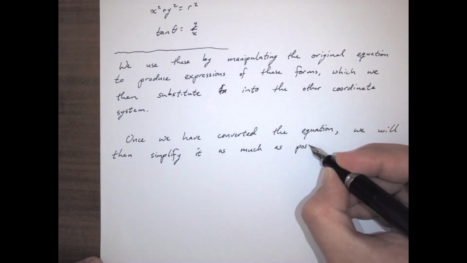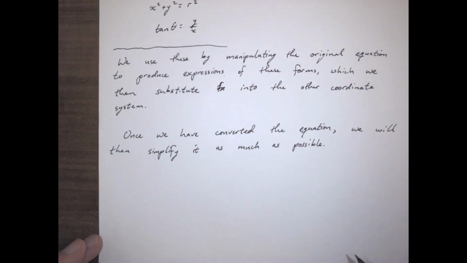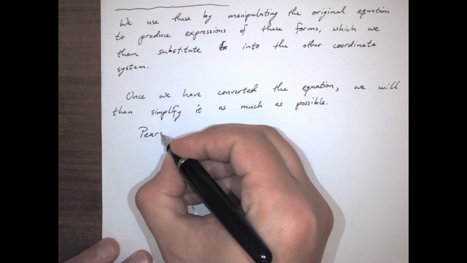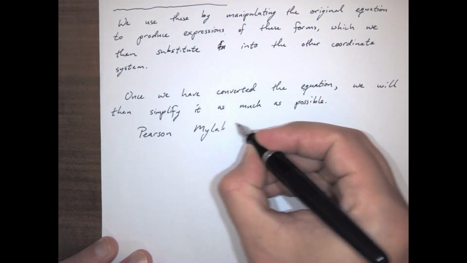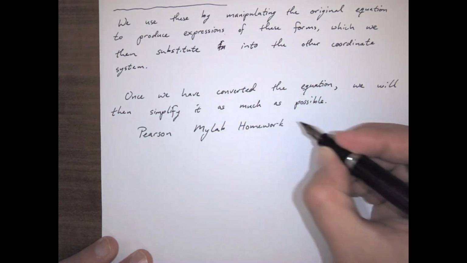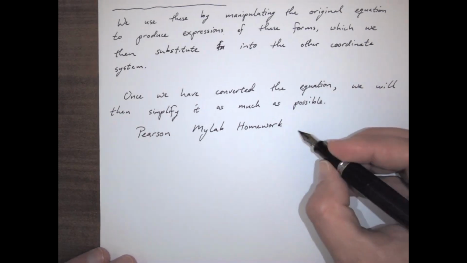As much as possible. And just a note, Pearson MyLab homework wants you to do a rather excessive amount of simplification, frankly. But in addition to that, it wants you to move everything at the end to one side so that it equals 0.